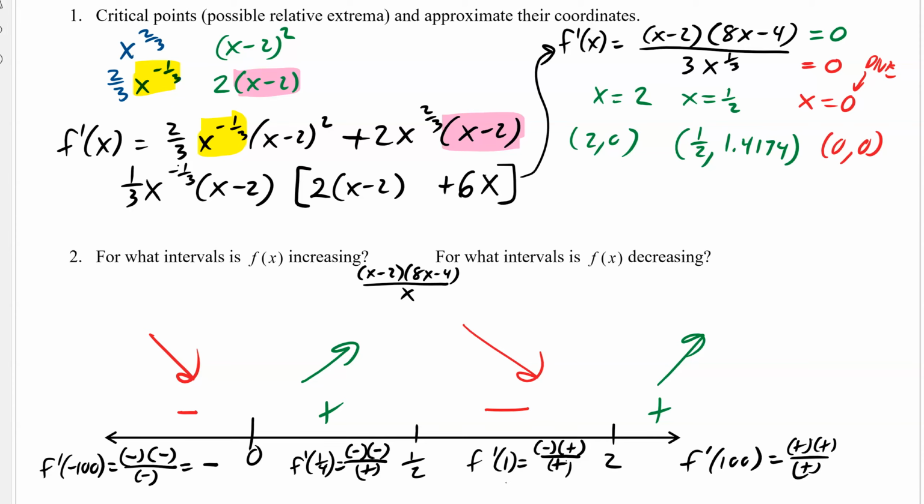So intervals of increase, that will be from 0 to 2, union 2 to infinity. And intervals of decrease would be from negative infinity to 0, union 1/2 to 2. And now we have everything that we need.